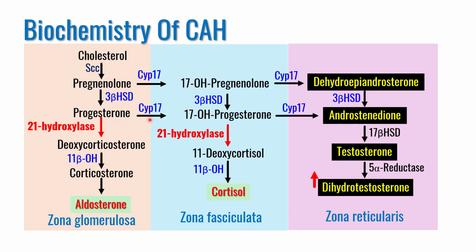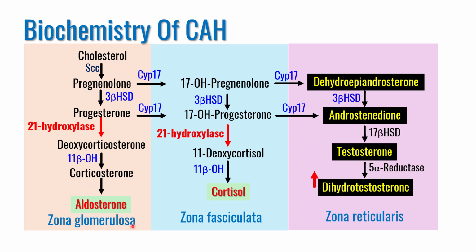So let us discuss the biochemistry of CAH. In this section, I will focus on three aspects. First, why cortisol is low. Second, the biochemical basis of the disease. Third, what is the overall derangement in the steroidogenic pathway leading to the symptoms. There are three regions shown here: zona glomerulosa, zona fasciculata, and zona reticularis, which are responsible for the synthesis of the steroid hormones.